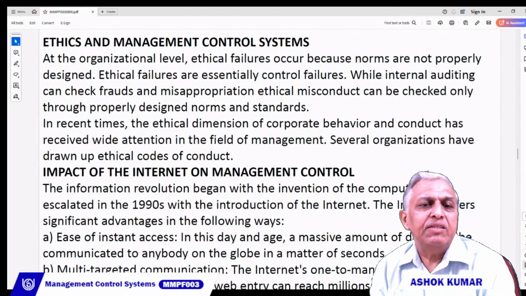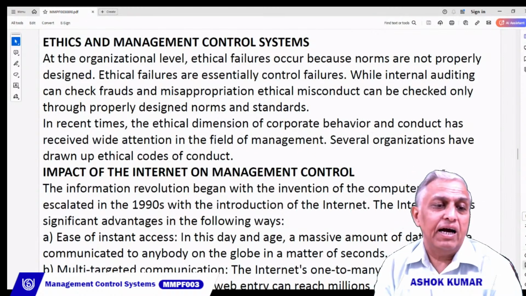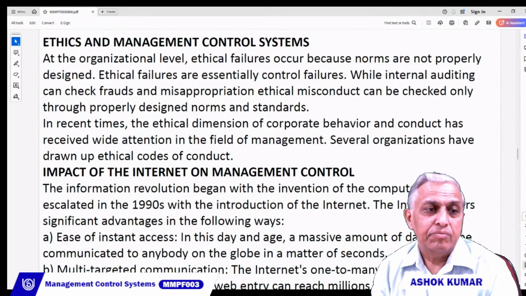In recent times, the ethical dimension of corporate behavior and conduct has received wide attention in the field of management. Several organizations have drawn up ethical codes of conduct for their operations.